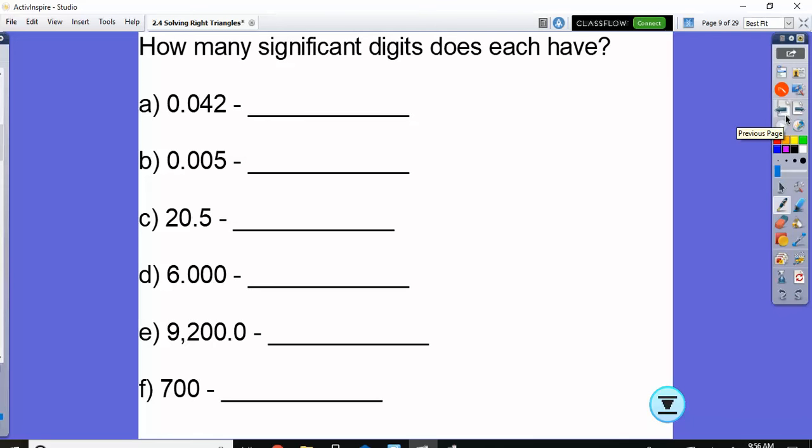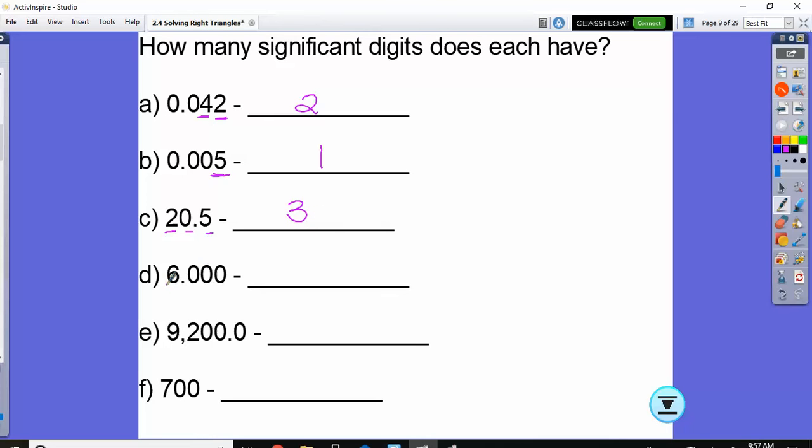So if I said 0.042, you first count, starting from left to right, the first non-zero digit. So how many significant digits is this? 2. 0.005 1. First non-zero digit. Okay, C. The first non-zero digit is my 2. So we have 3 digits that work.